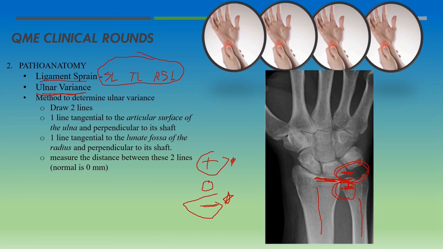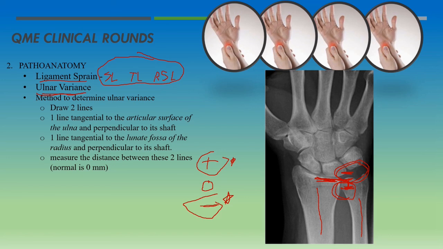So let's talk a little bit more about ulnar variance. To determine ulnar variance, and we're going to look at a wrist x-ray here in just a moment, we're going to draw two lines. The first line is a line tangential to the articular surface of the ulna, which is here, and perpendicular to its shaft. And then another line is tangential to the lunate fossa of the radius bone here, and also perpendicular to the shaft. And the distance between those two lines is measured.